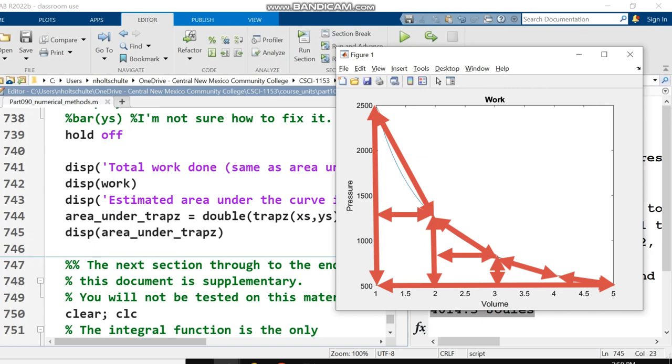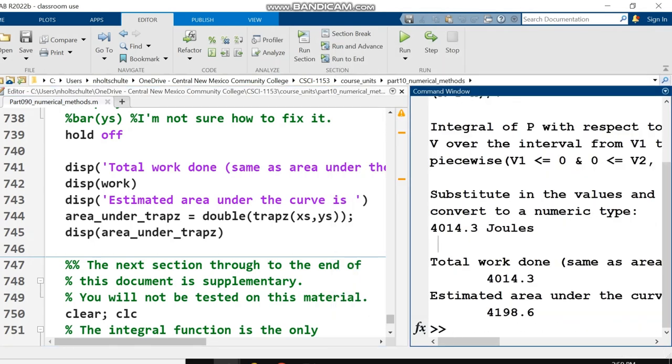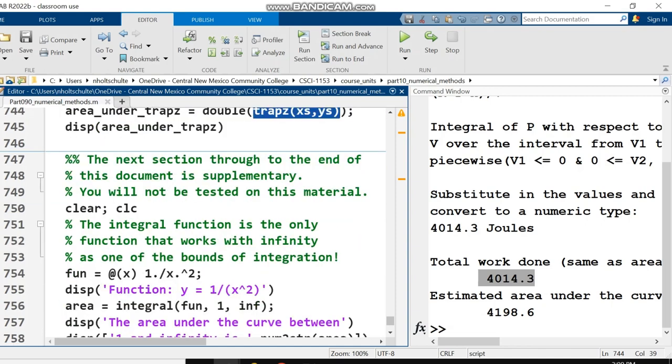So here is our estimated area from the trapezoid method, about 4,200, as opposed to the exact, which is 4,000. And honestly, I think those are pretty close together. So traps is a function that you can use. Again, if you are not able to take the antiderivative or you otherwise just don't have access to the particular function that you want to know the area under, if you've got data points, you can still estimate using traps with a Z.